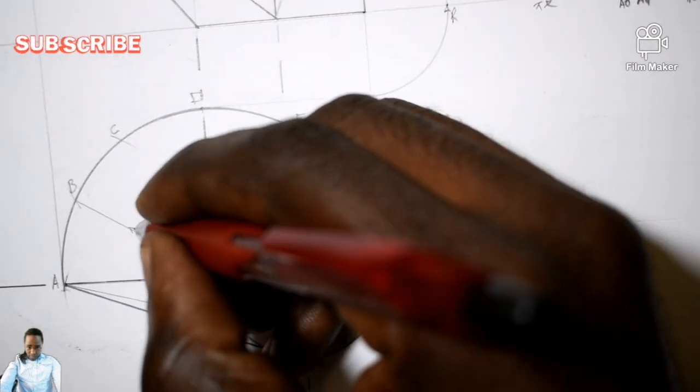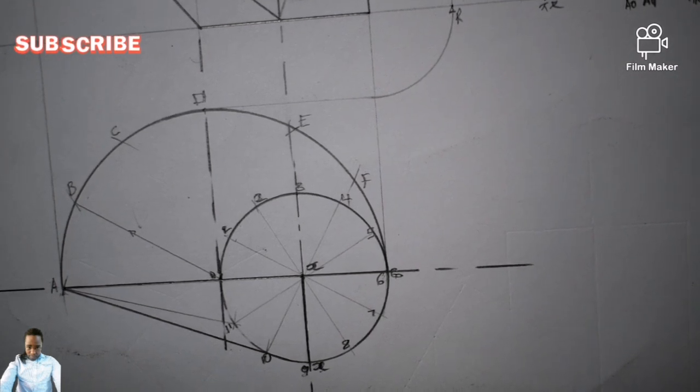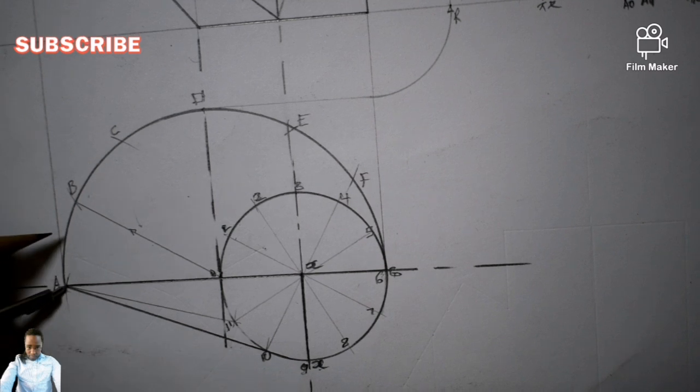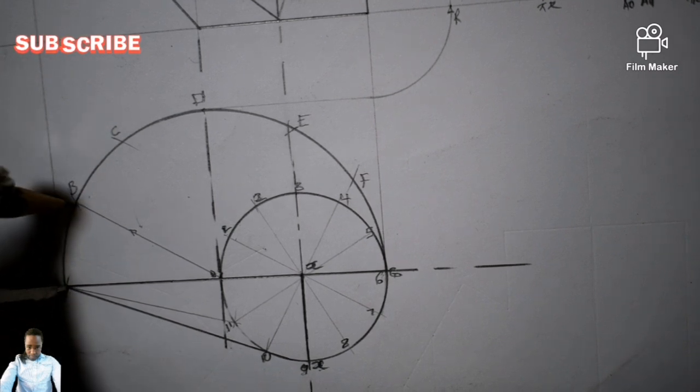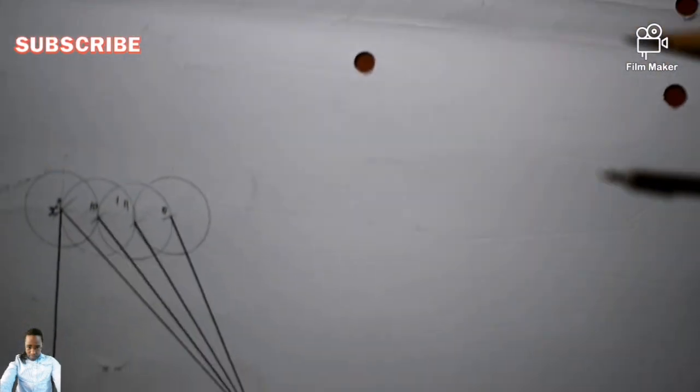So I can indicate 0B. Now we are looking for point B. Take your drawing compass, place it at point A, there by your top view, further extend to point B that you are looking for. So this is it.